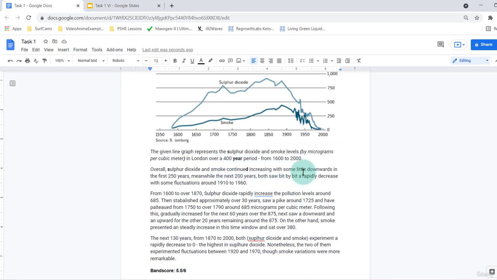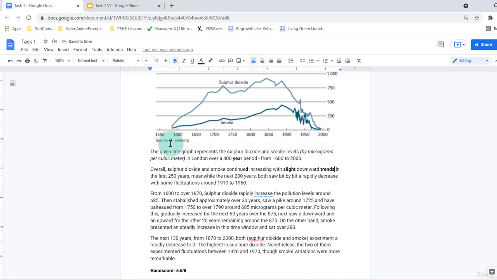Continued increasing with some little. I don't really like the vocabulary choice there. With some small, we could say. With some small or slight sounds even better. With slight downwards in the first 250 years. Slight downwards something. I need a noun here. Downward is our adjective. Downward trends, we could say. Downward trends in the first 250 years.